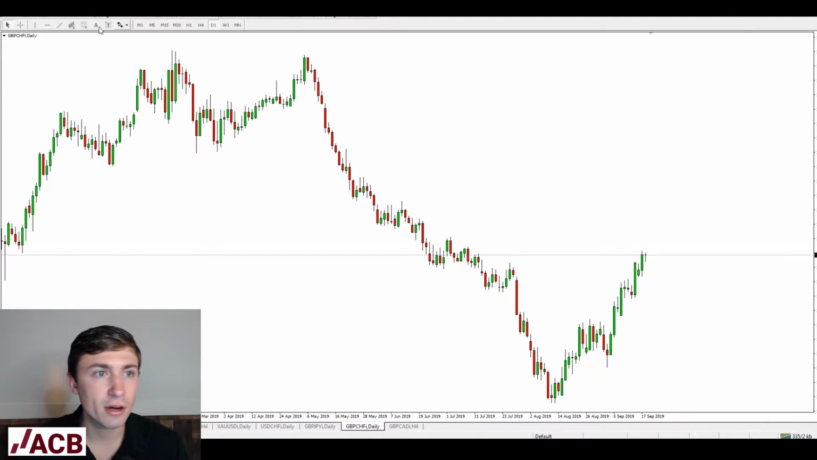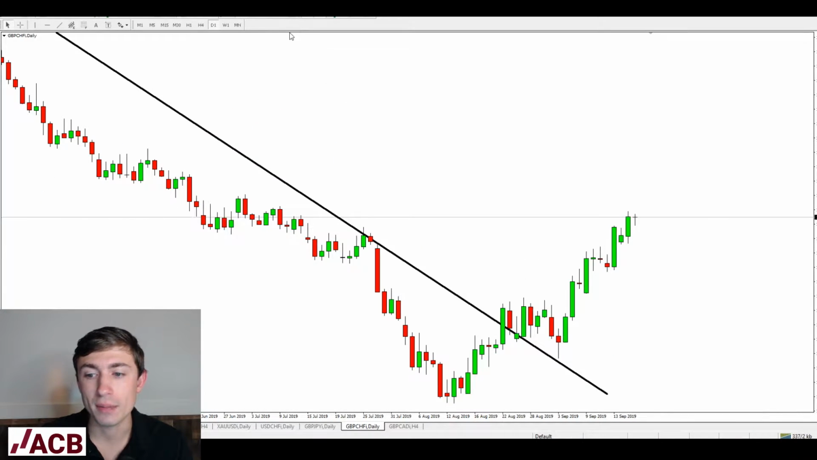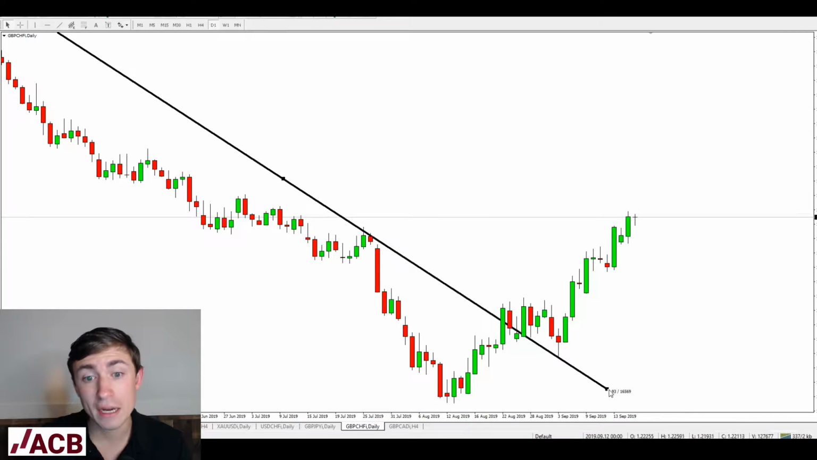GBP Swiss is going to be our next one. And you can see this one as well, breaking structure. All the GBP pairs really making a bullish move recently. A lot of people were bearish on the pound, and a lot of times when a lot of people are one way, a lot of people are wrong, right? So the market rallied the other direction.